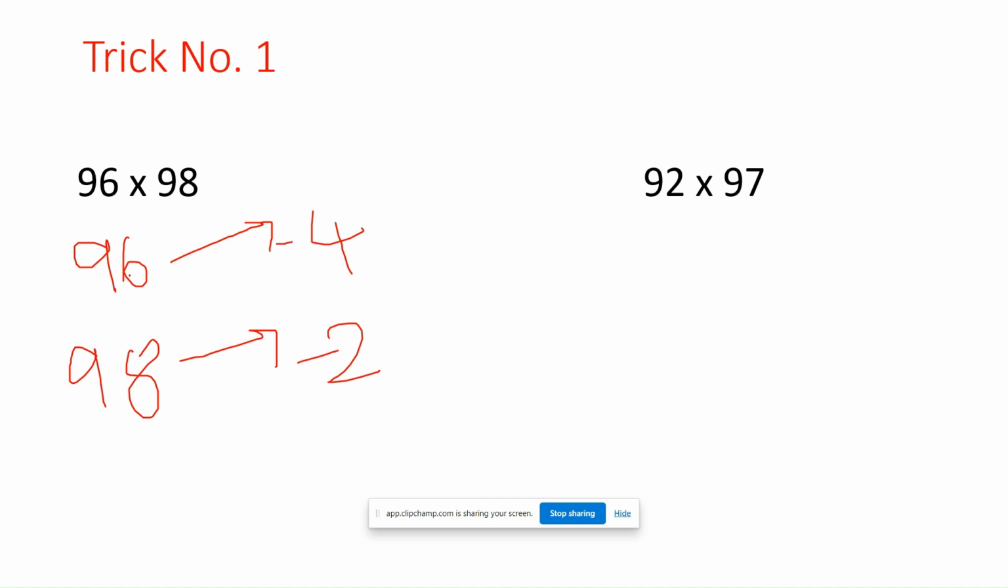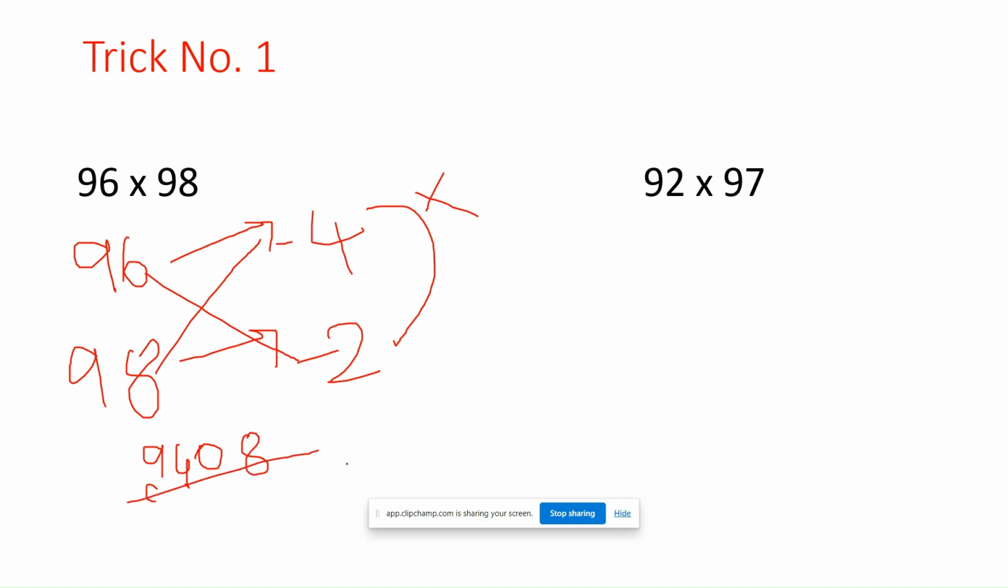Now you see, 96 minus 2 is how much? 94. Either this way you can also do it: 98 minus 4 is how much? 94 only. Now the next step is to multiply these two. 2 fours are 8. That is nothing but 08. You have to write two-digit numbers. So this will be your answer.